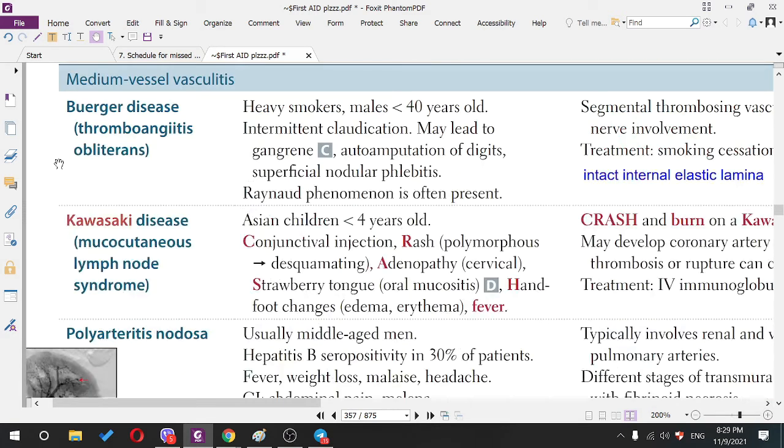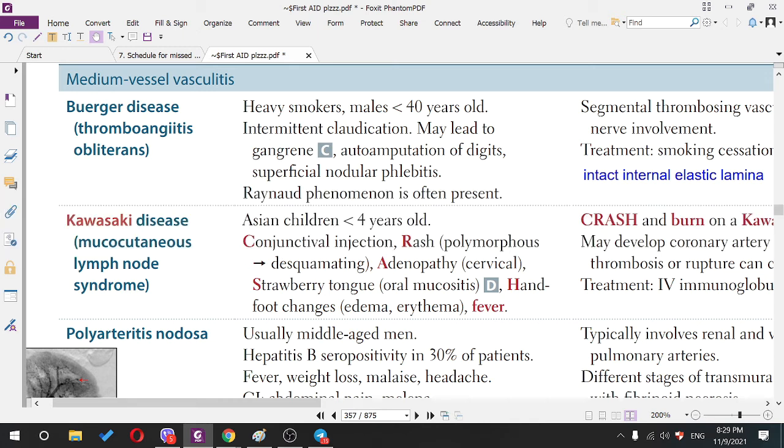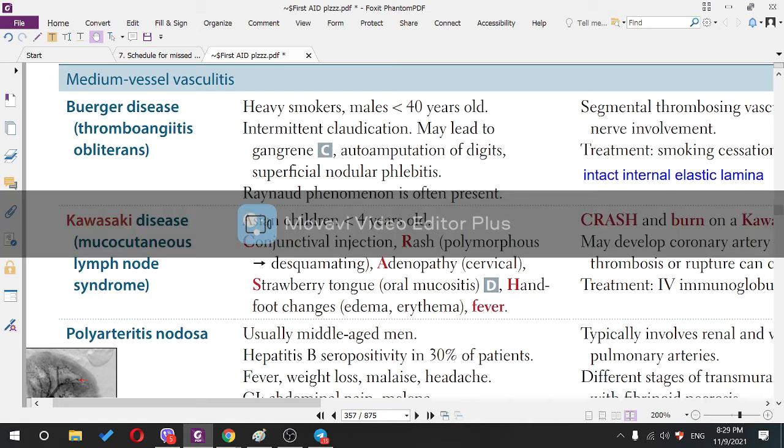So we have the next disease called Buerger disease. I cannot say the name many times. I have an accent. So I say thromboangiitis obliterans. So it's in heavy smokers. And these heavy smokers, mostly males, less than 40. More than 40, less likely to get it. They have intermittent claudication, which means when they walk, they start feeling pain in their legs, okay? Like angina type of thing. And in their fingers as well. It can lead to gangrene.